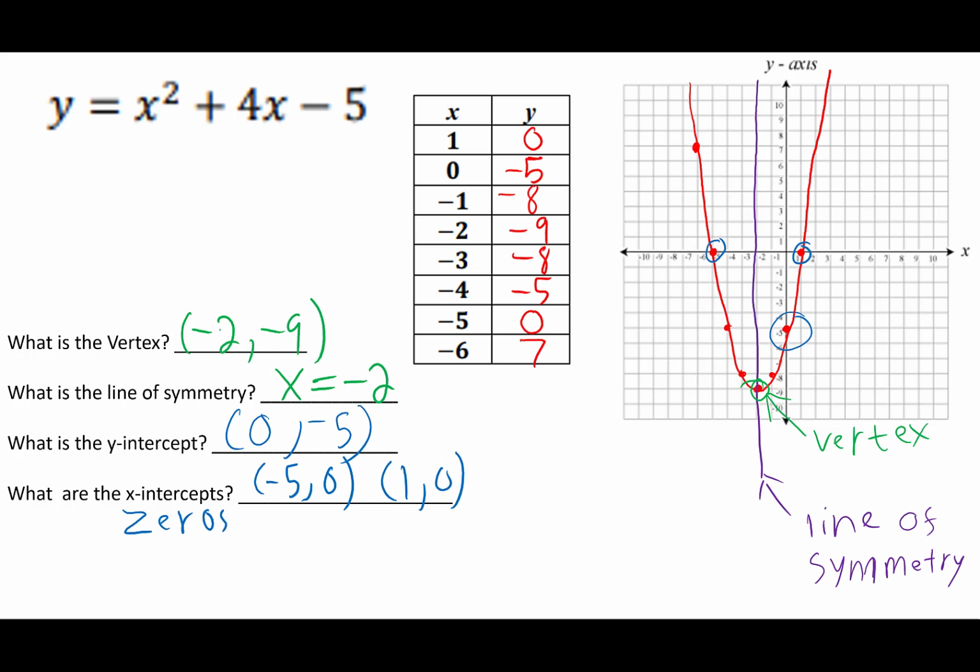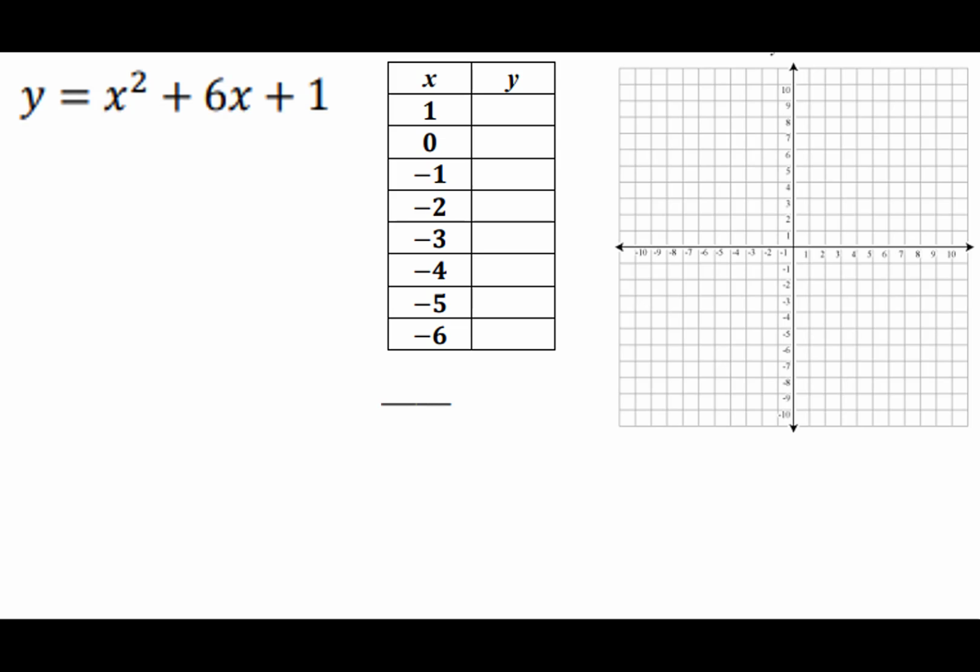All right, we're going to look at one more and pick out this same bit of information. All right, so I'm going to do one again where I'm just plugging in. So I'm going to take and plug in 1 for x. Okay, 1 squared is 1, plus 6 times 1 is 6, plus 1. Well, 1 plus 6 is 7, plus 1 is 8.